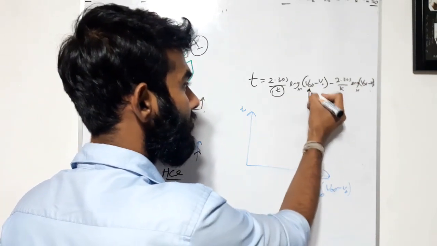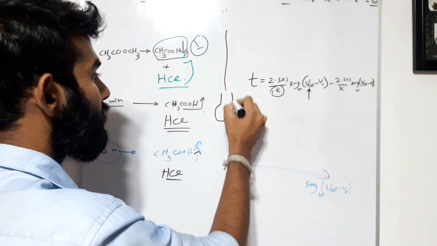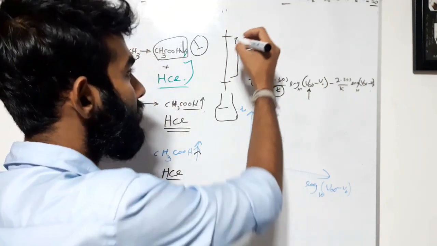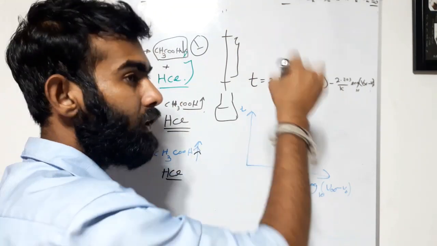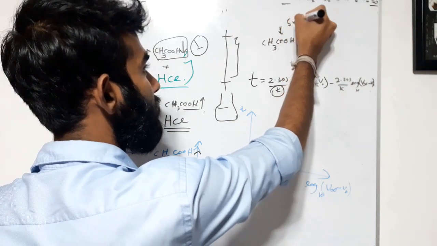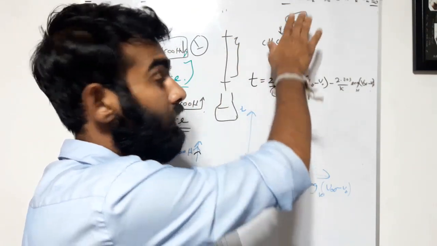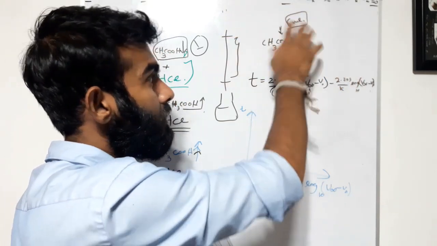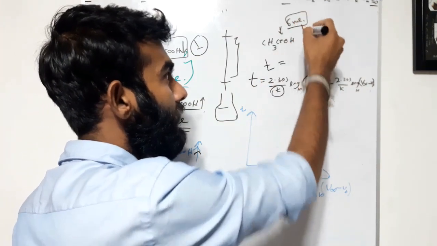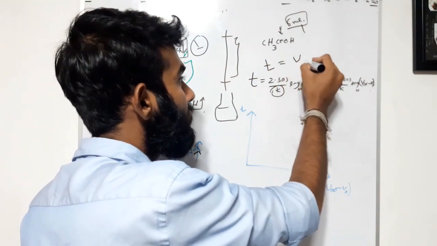So what is this V infinity? V infinity means the volume of sodium hydroxide required to neutralize all the produced acetic acid. Initially we had 5 ml of methyl acetate. After some time, all of the methyl acetate will convert into acetic acid. At that time, the required sodium hydroxide volume is the V infinity.